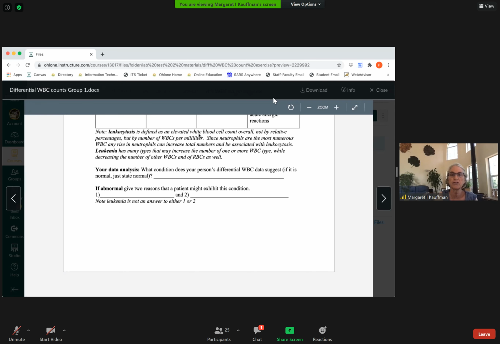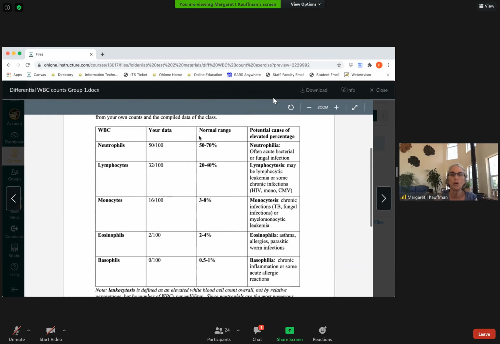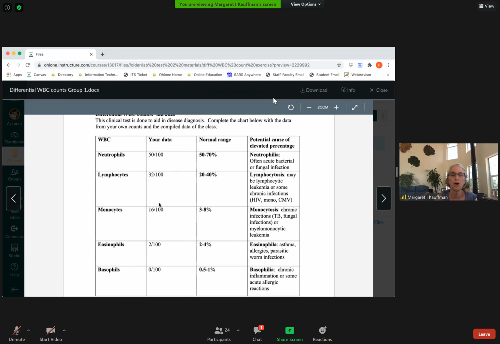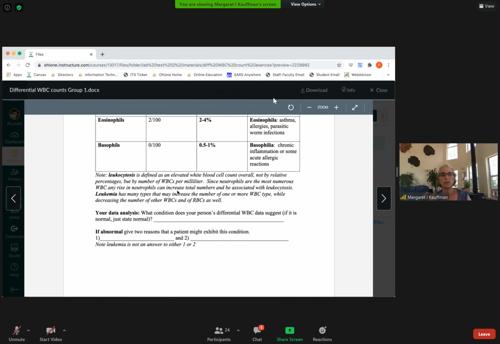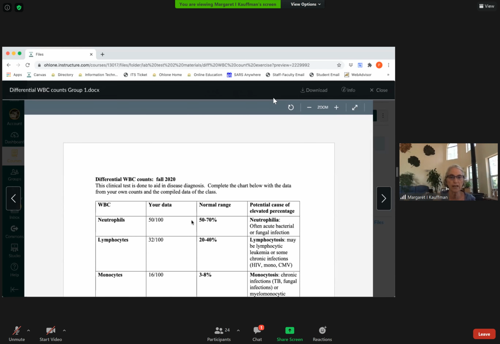Leukocytosis is a condition where you don't have just one cell type elevated; all white blood cell types are elevated. At any rate, I would know the definition of leukocytosis. Know the definition of leukemia, and understand how different lineages give you different types of leukemia. So that's the activities for today.